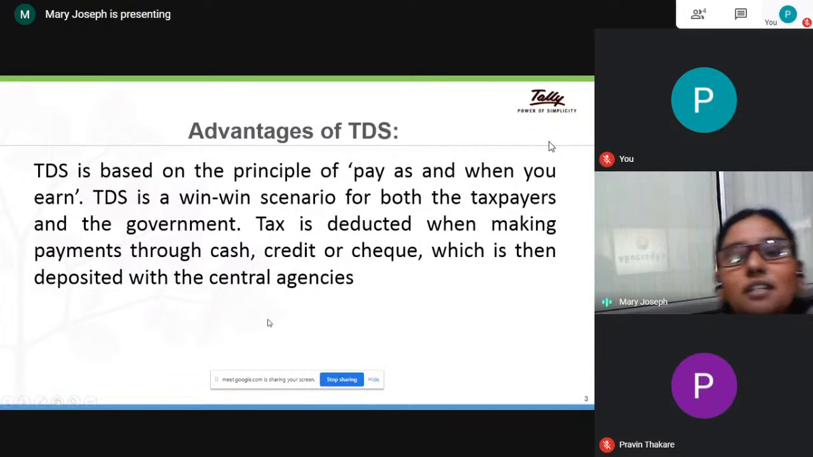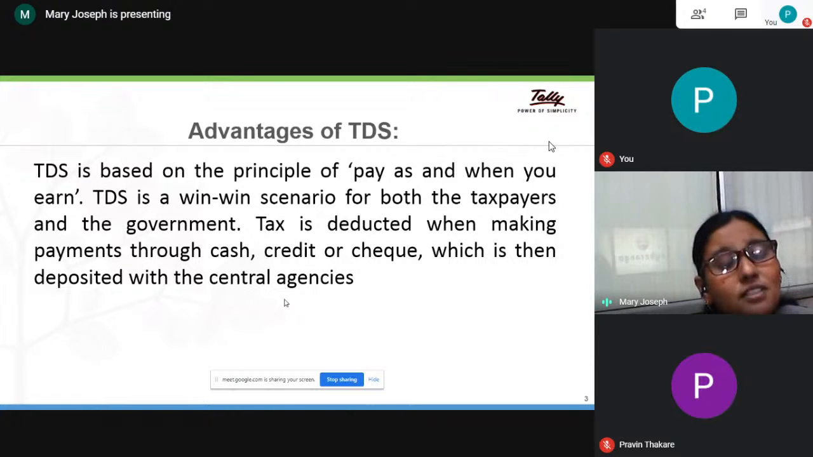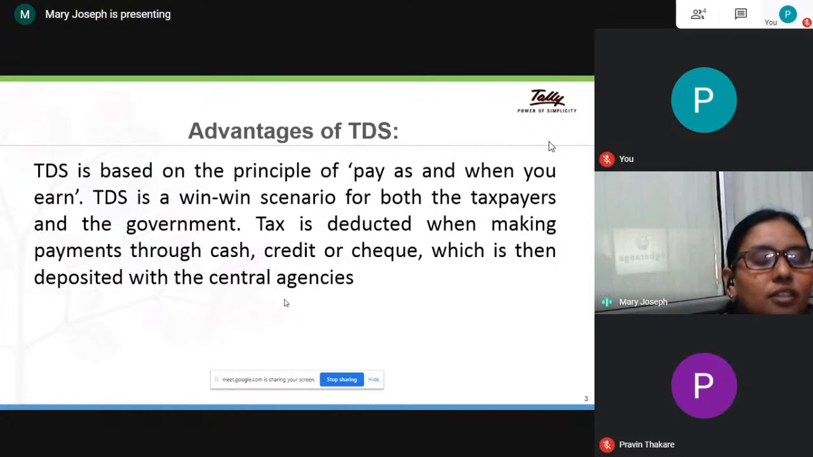Now, what is the advantage of TDS? TDS is based on the principle of pay as and when you earn. Without earning, you can't pay or deduct TDS. TDS is a win-win scenario for both the taxpayer and the government. Taxes are deducted when making the payment through cash, credit or cheque, which is then deposited with the central agencies. So it is an advantage for both the deductor and the government.